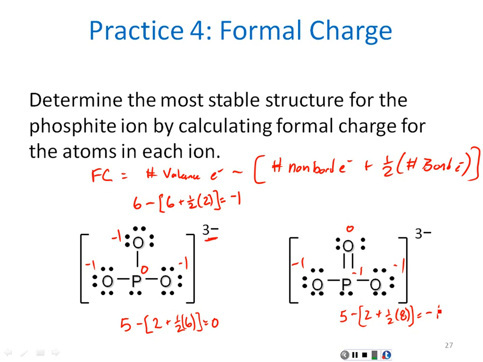So which of these structures is more accurate? And that would be the structure on the left. Why is that? That is because the structure on the right, phosphorus has a formal charge of minus 1. Phosphorus is less electronegative than oxygen, so it's much more stable to have a negative formal charge on a more electronegative element, such as oxygen.